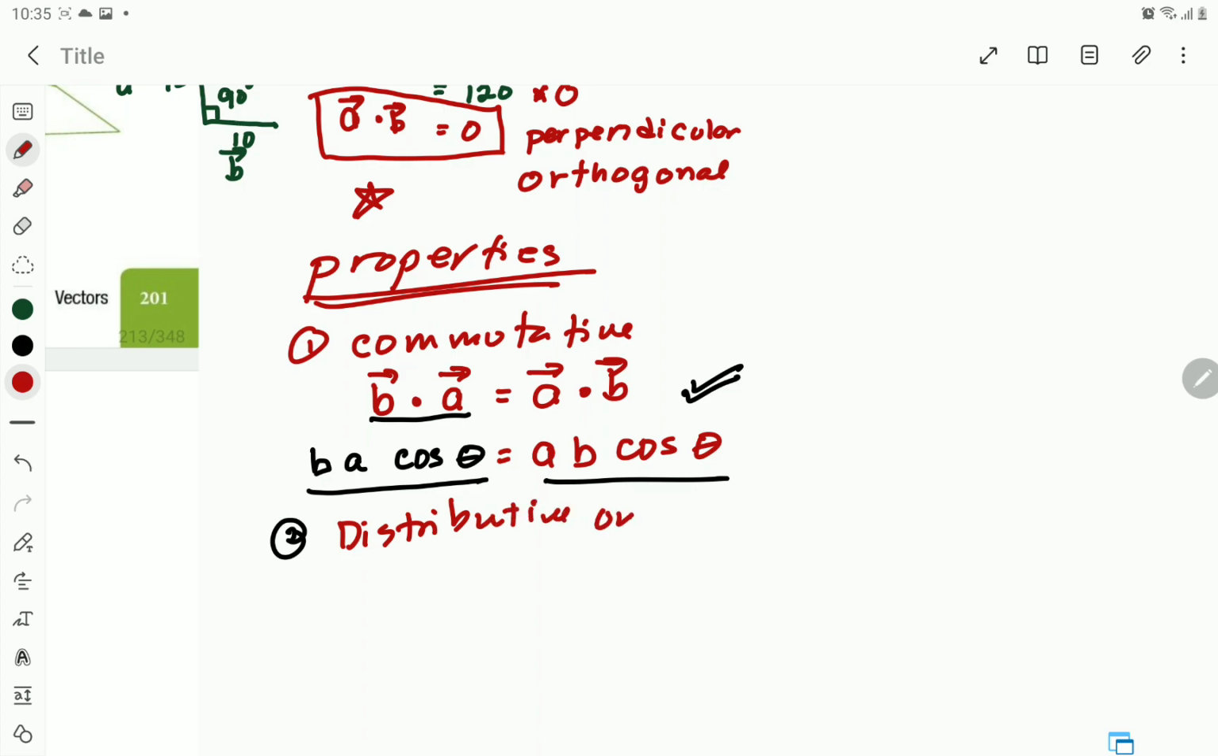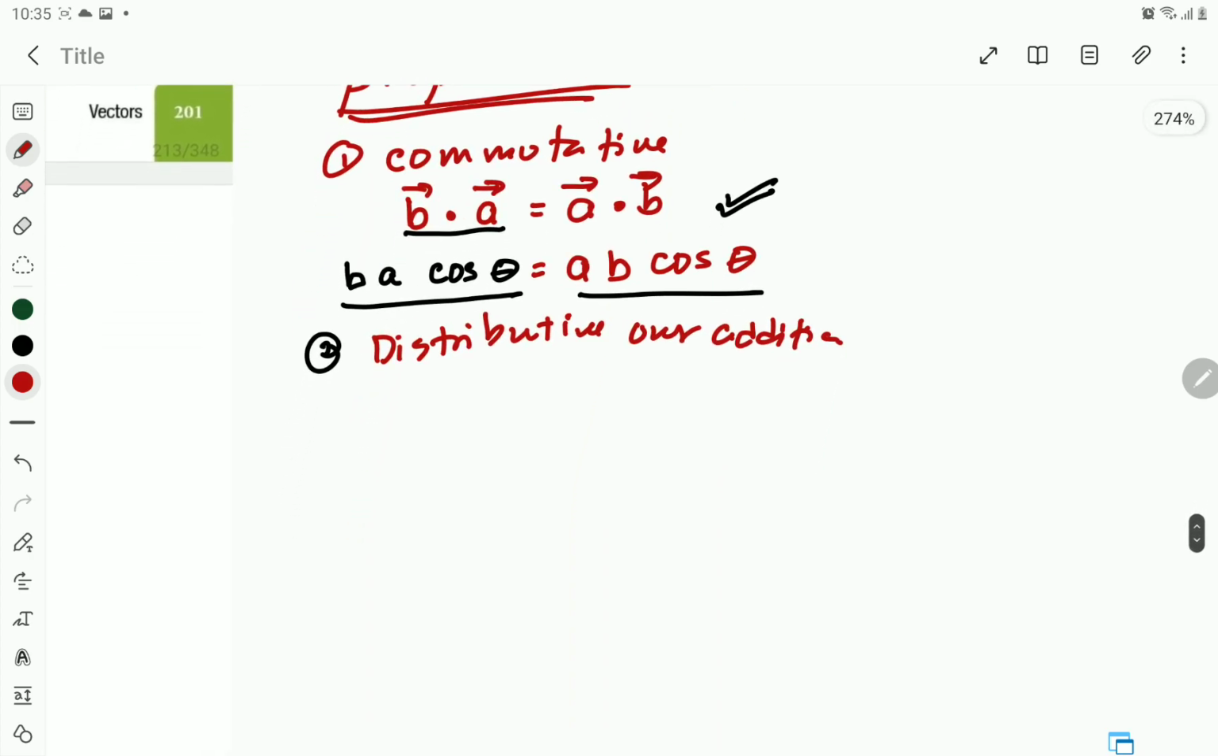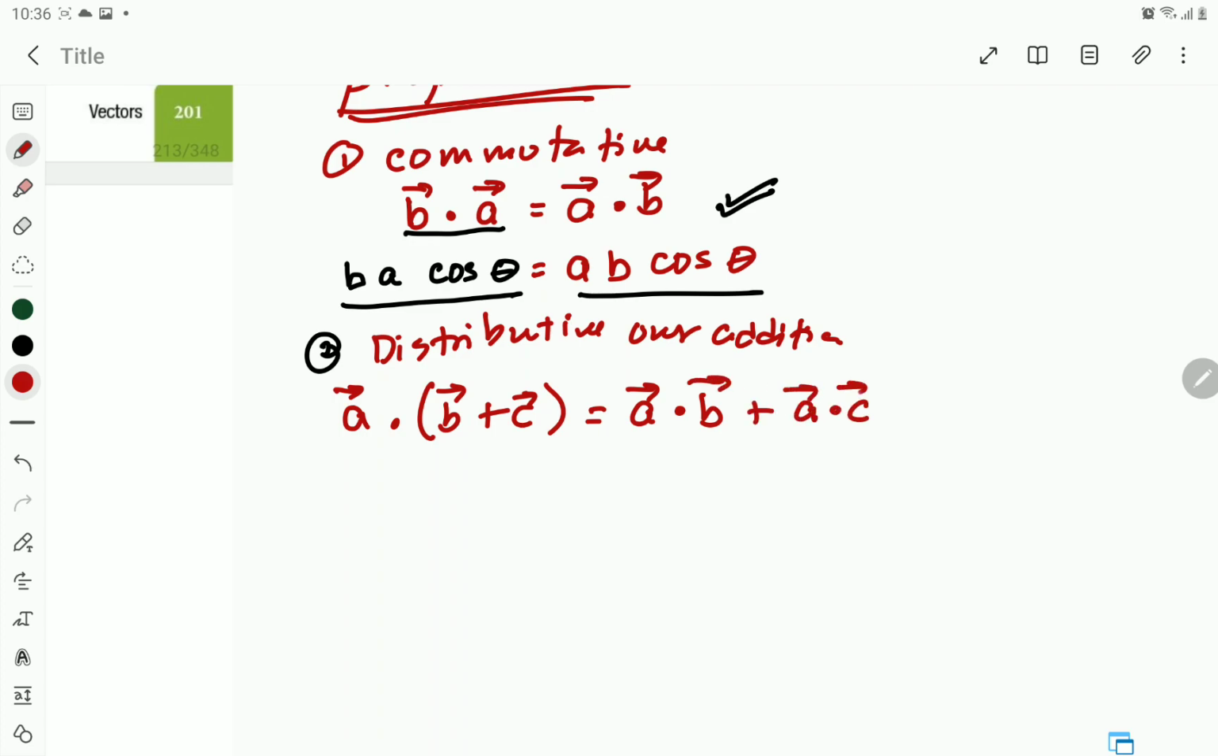Distributive over addition. Okay, what does it mean? It means that vector A dot (vector B plus vector C) is equal to A dot B plus A dot C.